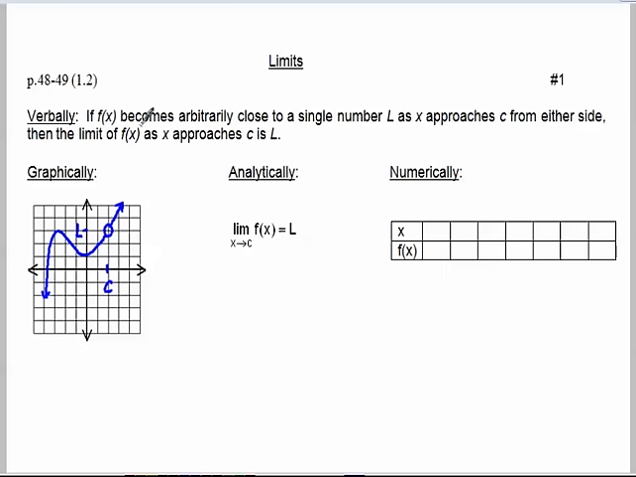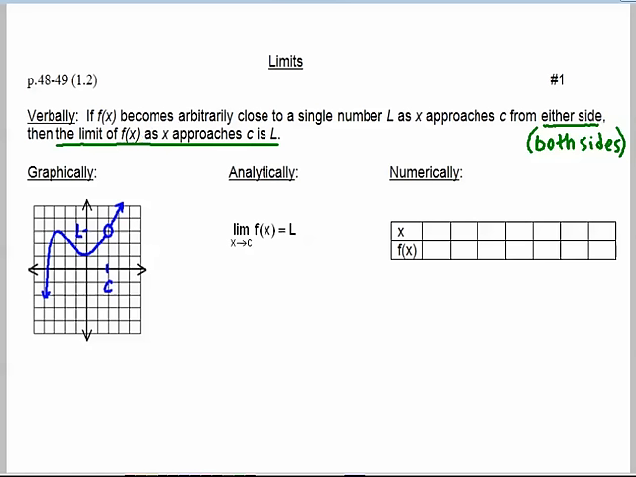Let's start with the verbal definition of what a limit is. If f of x becomes arbitrarily close to a single number L, as x approaches c, some number, from either side, let's think of that as both sides, then the limit of f of x as x approaches c is L. This is often the way we say it verbally.